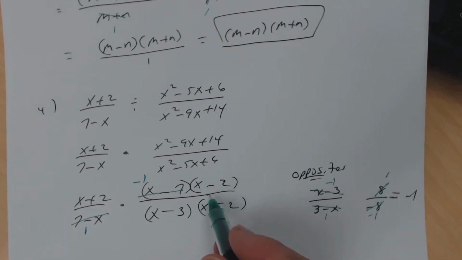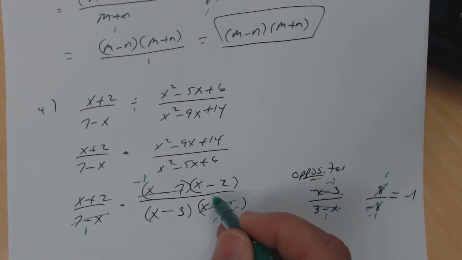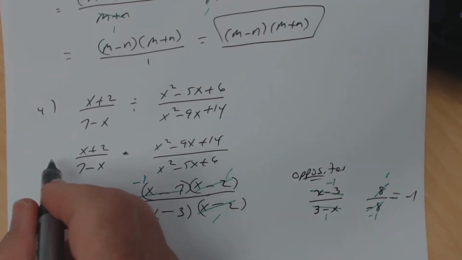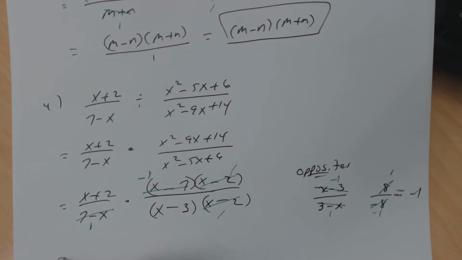Over here, x minus 2, I do see one down there, so those divide out. And then all I'm left with is this. Now, be careful how you write this. All these are equal to each other, all equivalent.